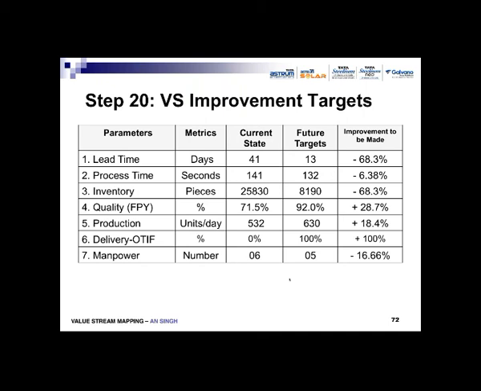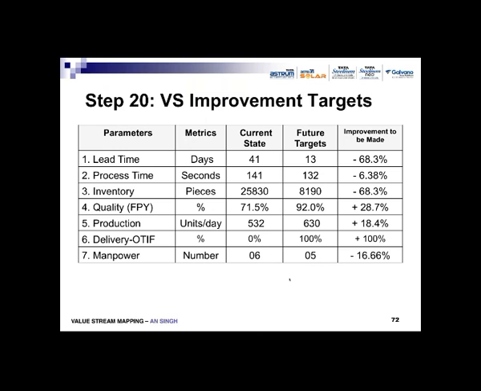Now the future state target, based on the actual operation and potential, it is said that it has to be brought down to 13 days, process time 132 seconds, inventory 8190, quality 92%, production 630 units per day, delivery on time in full 100%, and manpower 5. So improvement targets were set, and just see, a dramatic reduction is possible.